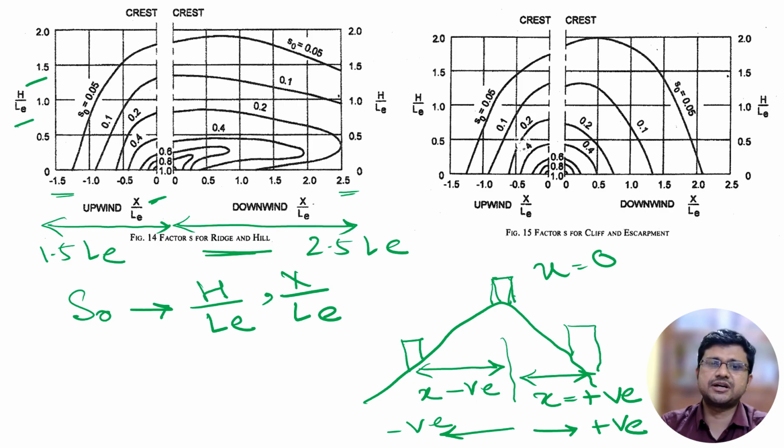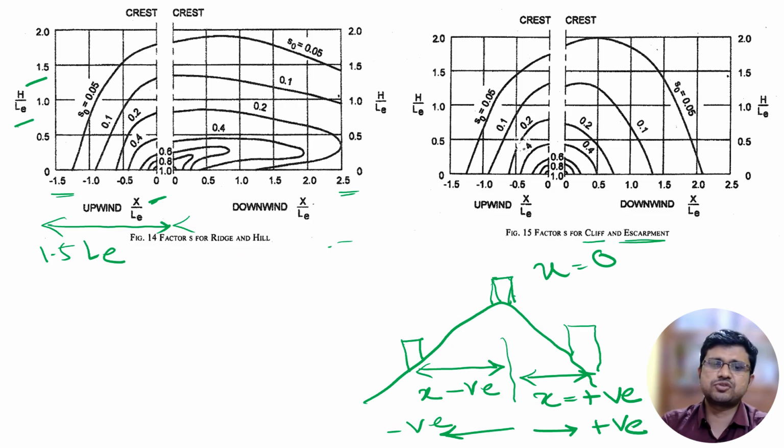Now this particular figure, the left one is for ridge and hill. For ridge and hill, we will consider this particular plot. When it is for cliff or escarpment, at that time we will consider this particular figure. So if I say again, what is the equation of K3? The equation of K3 is K3 equals 1 plus C into S0.